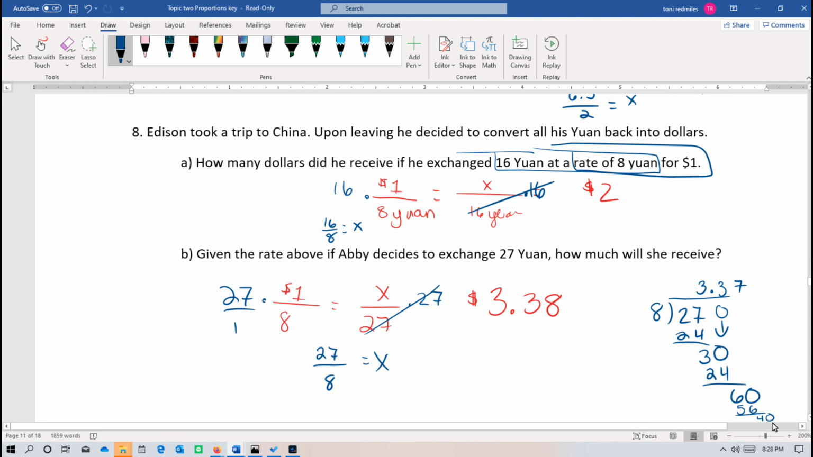8 can go into 40 5 times. Now I can stop there, because I'm out. 5 times 8 is 40. I don't have to do any more. But also because this now tells me that I round up that 7, the answer is going to be $3.38. All right, that's all of it.